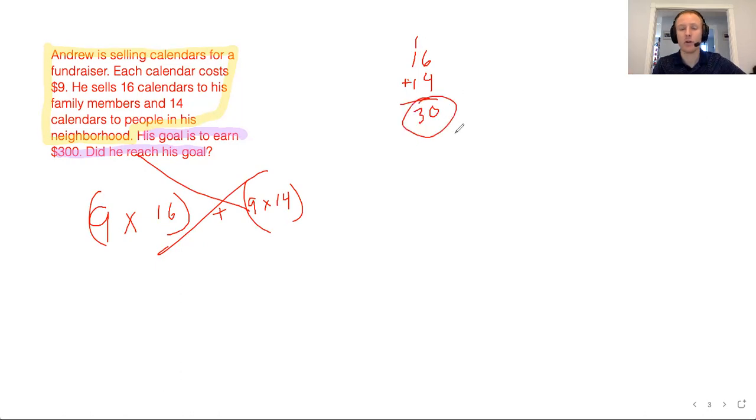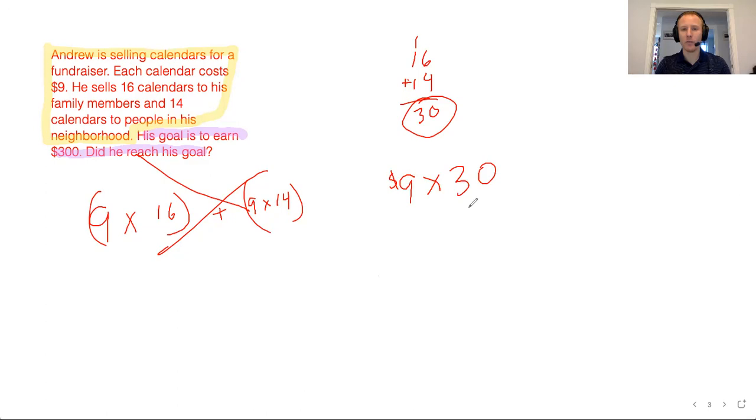So again, we have 30, which is a multiple of 10. Anytime we have a multiple of 10, we want to use that in our favor. That gives us a big advantage. It allows us to use some strategies that make our life easier as mathematicians. So let's say he has 9 times 30 total calendars. So every calendar costs $9, and he sold a total of 30 of them. Doesn't matter which ones he sold to his family and which ones he sold to people in the community. All that matters is he sold 30 of them because they all cost the same amount. Like, again, number of groups is 9, size of the group is 30.